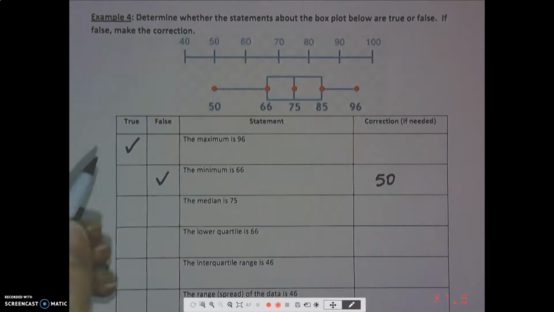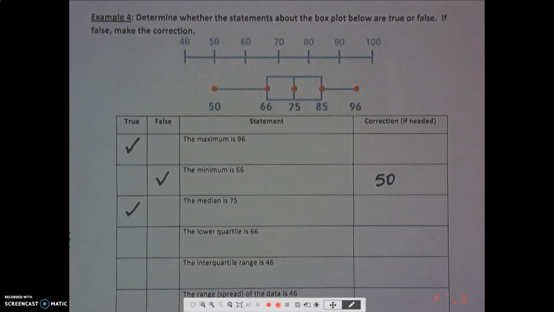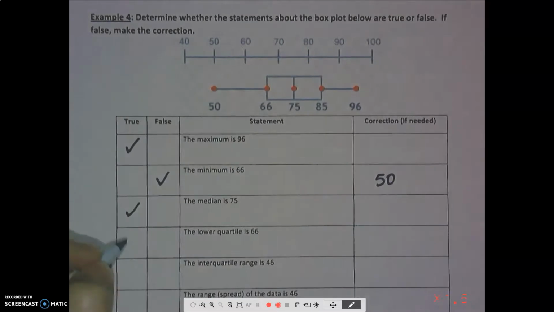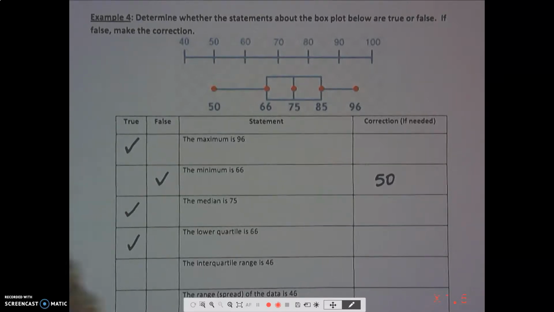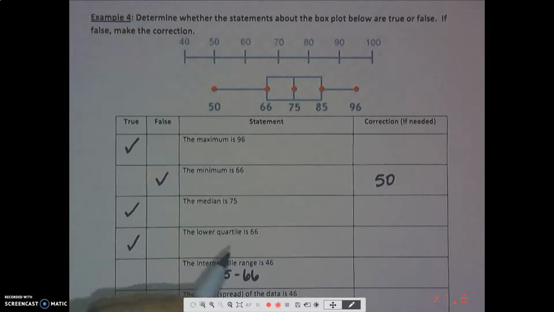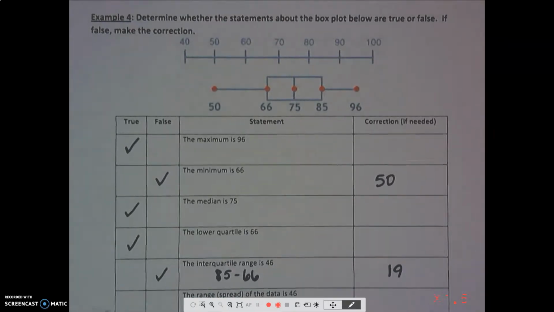The median is 75. So that's the middle line here. That is true. The lower quartile is 66, so that's the left side of our box. That does happen at 66, that's true. The interquartile range is 46. So for interquartile range, we have to take the upper quartile minus the lower quartile, and 85 minus 66 is not 46. It is instead 19.